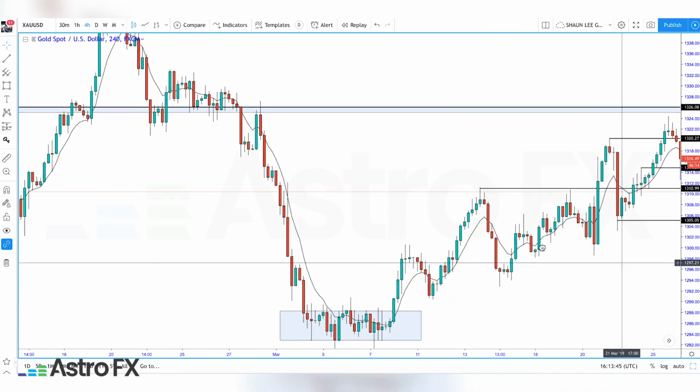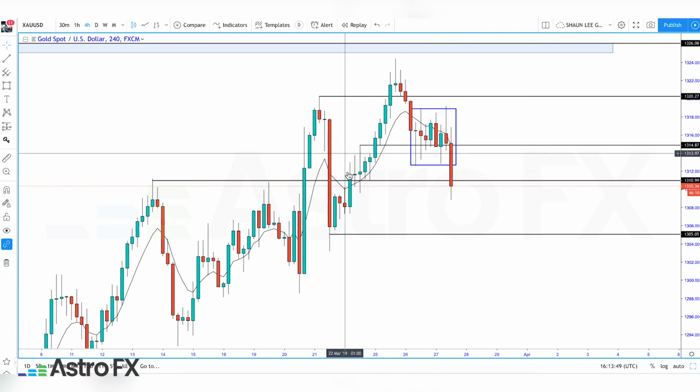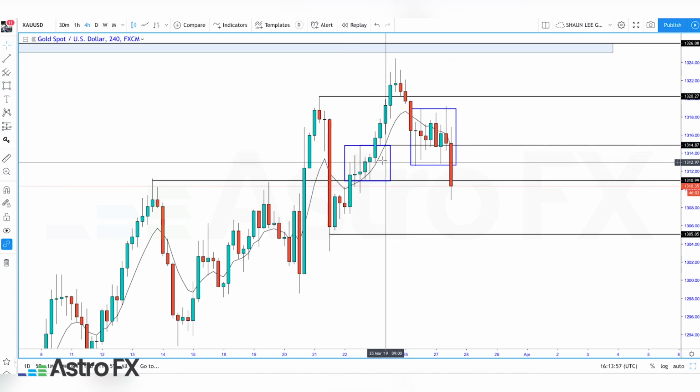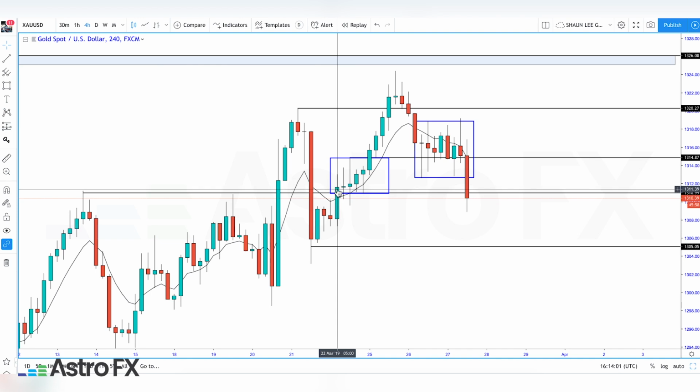More of a 4 hour sketch. So at the moment, gold, we made the highs. We broke out of an hourly region from 1310 up to 1315. Once we broke out of the hourly region, and there's the breakout right there, what gave us the insight beforehand was the break above the moving average, break above 1310, how we consolidated.